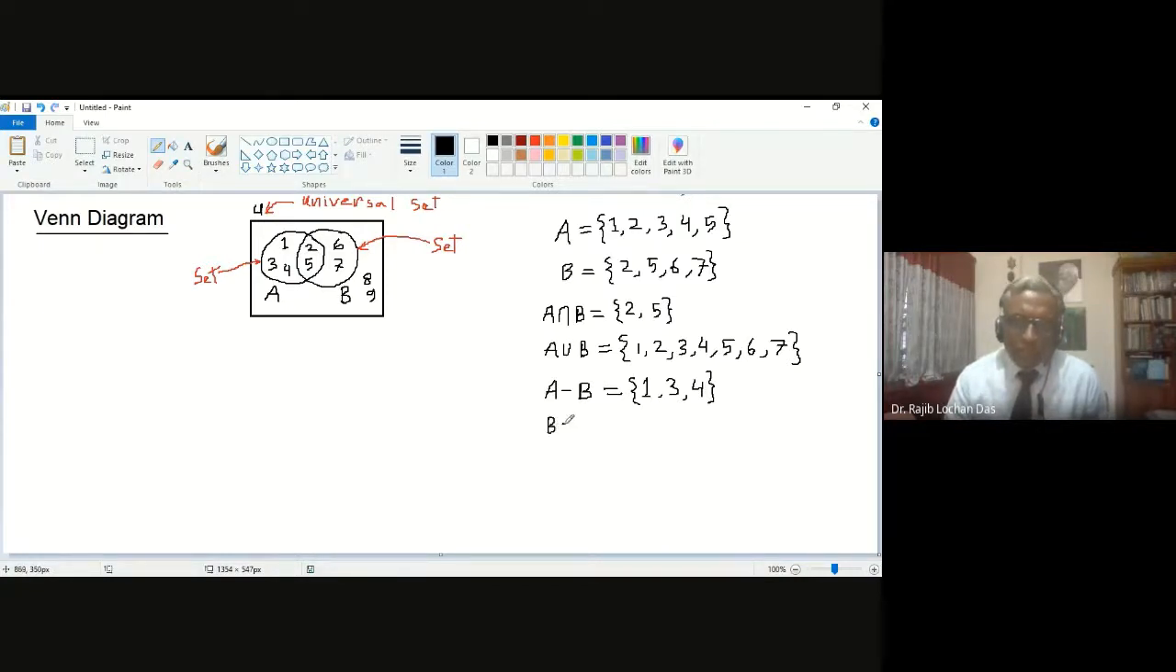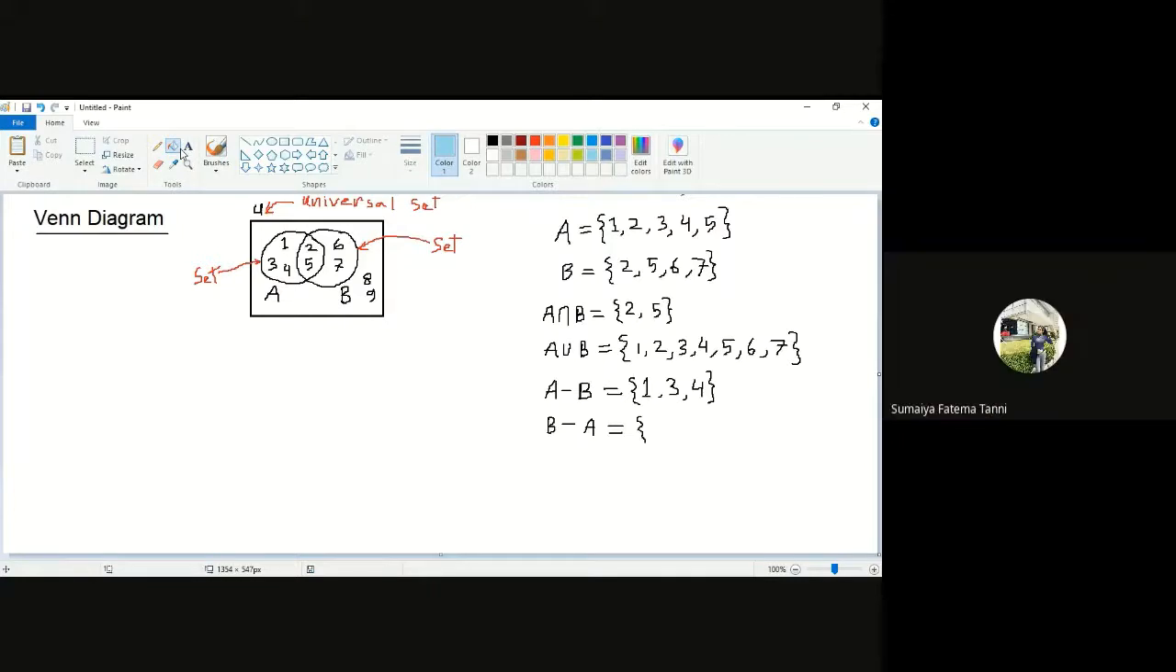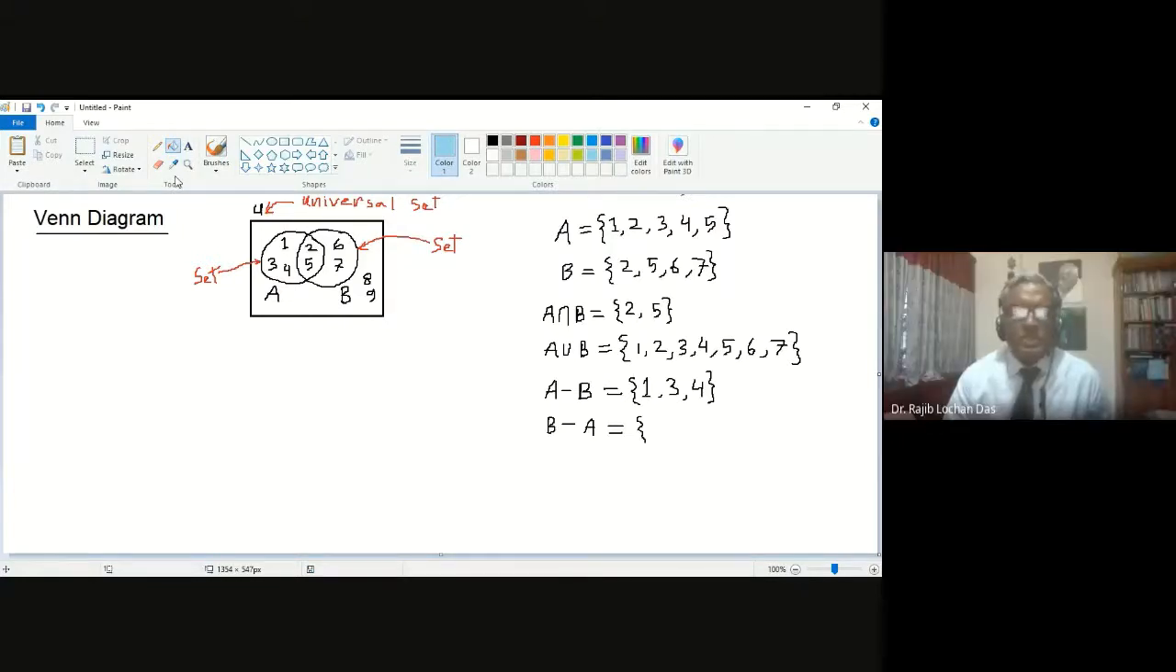Now tell me what will be B minus A. Can you see the area in the Venn diagram? Sir, 6, 7. Can you find out the area in the Venn diagram? This is the area, right? Yes, sir. Okay, so this is not a problem. Very good. It is 6, 7. Good.